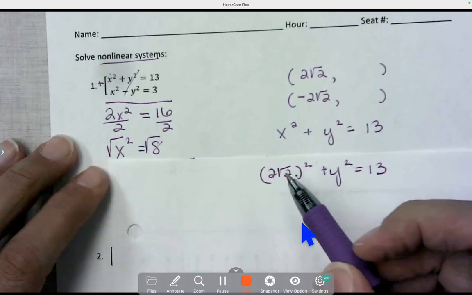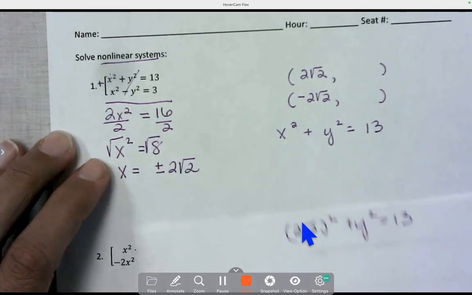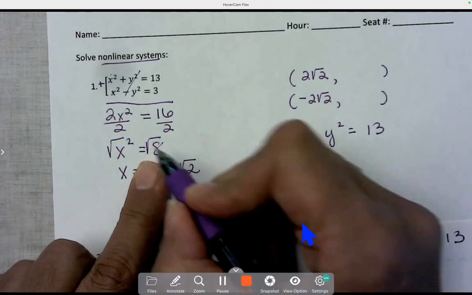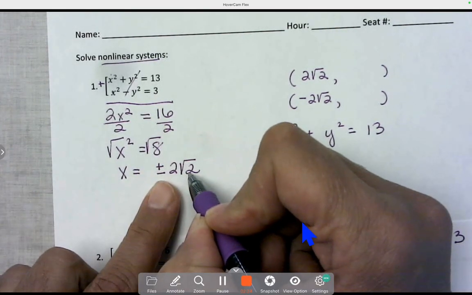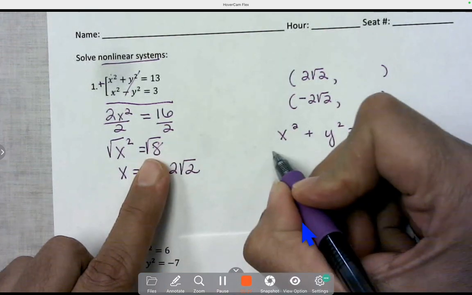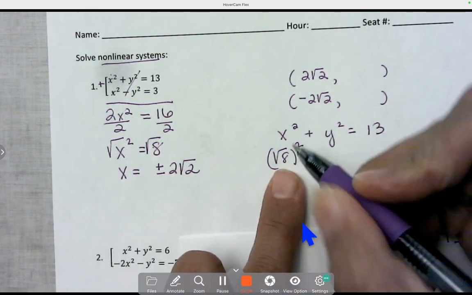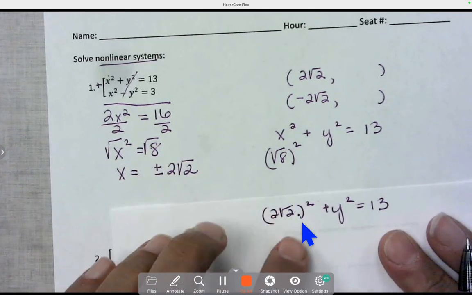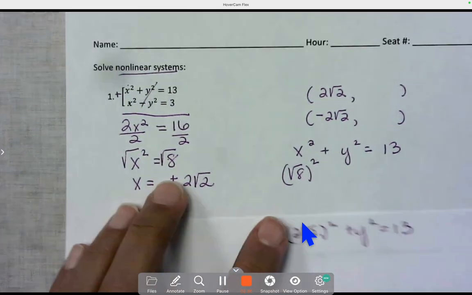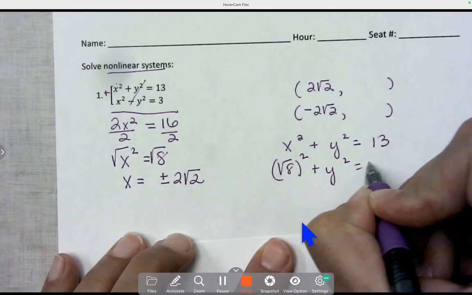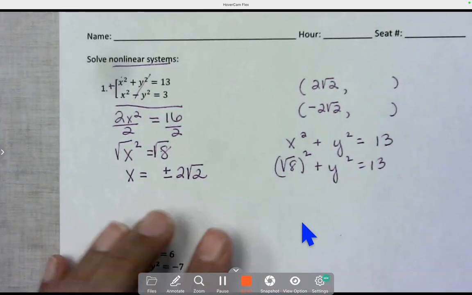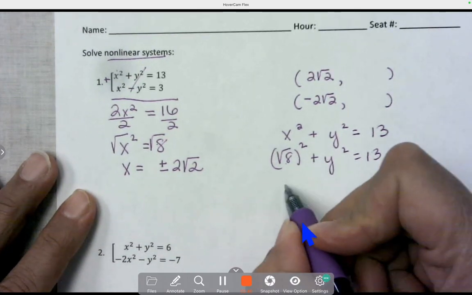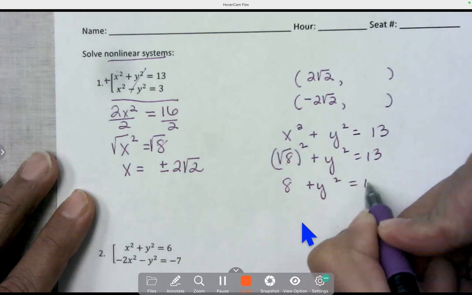Okay? So what I've had students do is take the one before it's simplified and plug it in, because square root of 8 is 2 radical 2, right? So if you take square root of 8 and you square it, you know the square root of 8 times square root of 8 is what? So it'll kind of eliminate you from making a mistake here. Okay? So I'm going to use that to plug in. So now square root of 8 squared, that means square root of 8 times square root of 8 is just 8, plus y squared equals 13.